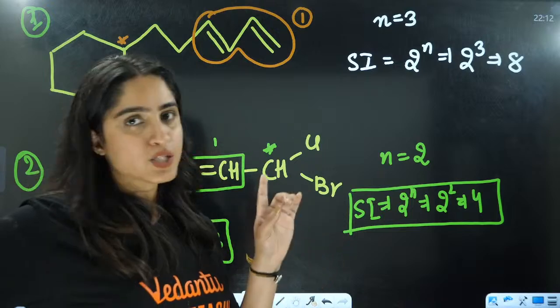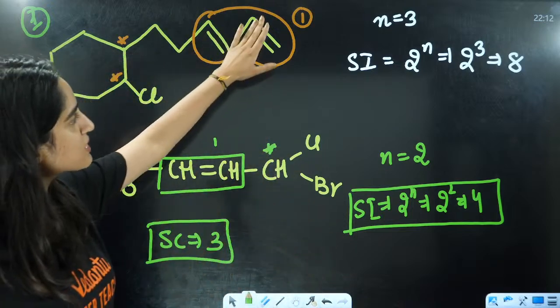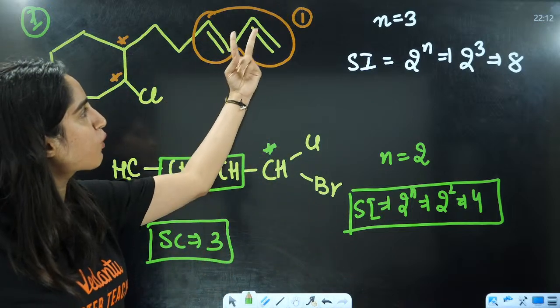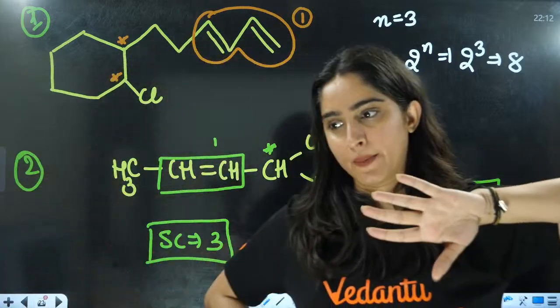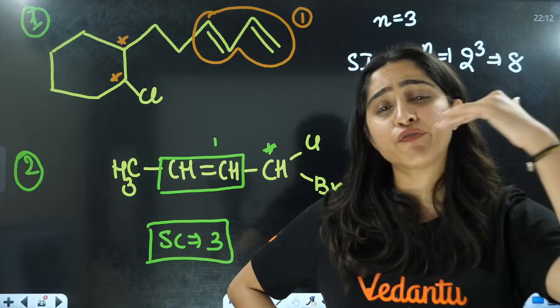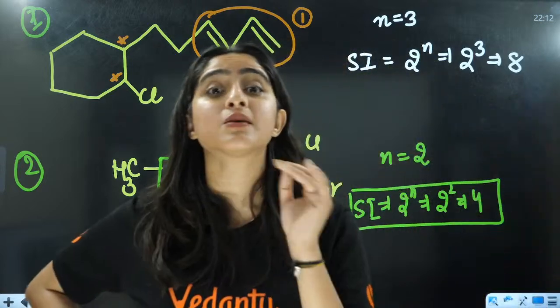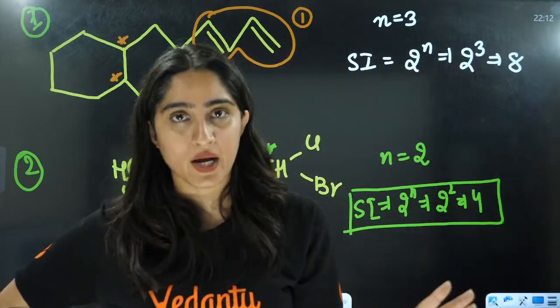A double bond is considered as 1, and if it is something like this, two double bonds will be considered as 1 only. You will find different methods for this, but this is the simplest method to calculate stereoisomers.